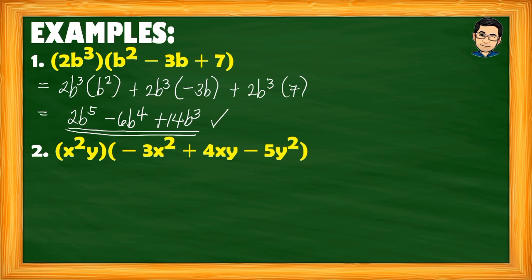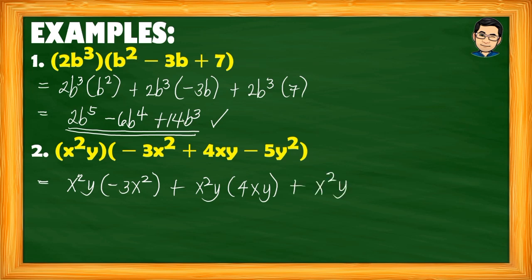Next, x squared y times the quantity negative 3x squared plus 4xy minus 5y squared. Using the same procedure, i-distribute natin yung x squared y to all the terms of the given trinomial. So, x squared y times negative 3x squared, plus x squared y times 4xy, and then x squared y times negative 5y squared.